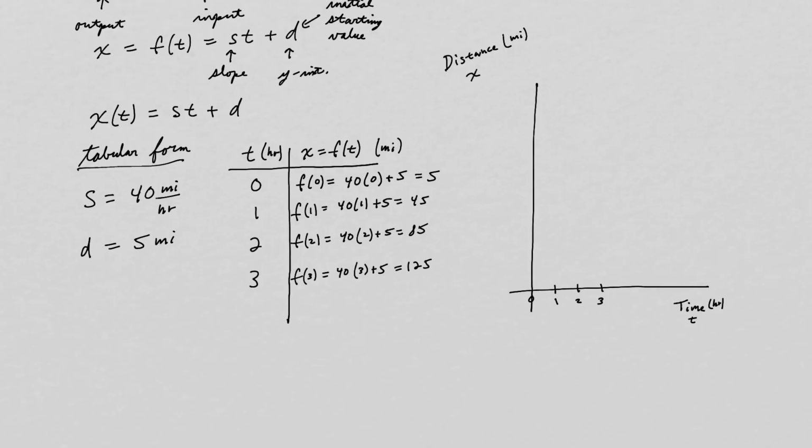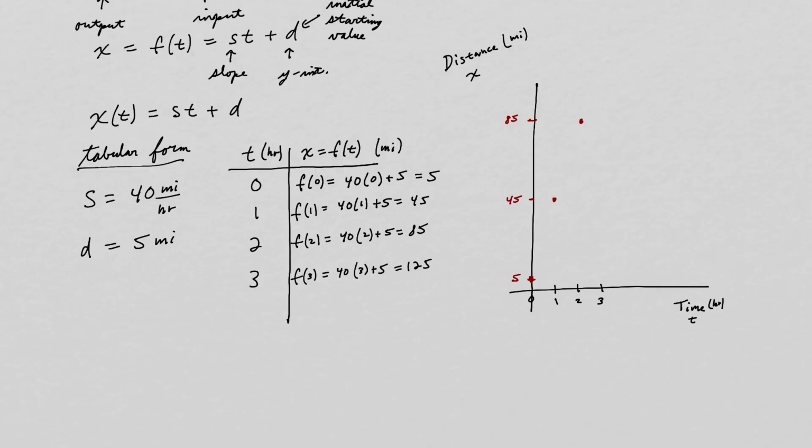So when the time is 0, what is the distance? It's at 5. So let's say 5 is right here. When the time is 1, the distance is 45. Let's say it's right here. So this is, say, 5. This is 45. When it's at 2, it's 85. Let's say that's right here. So at 0, it's 5. At 1, it's 45. At 2, it's 85.